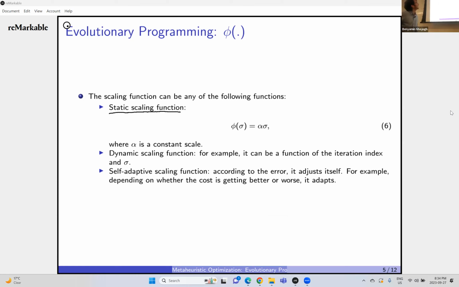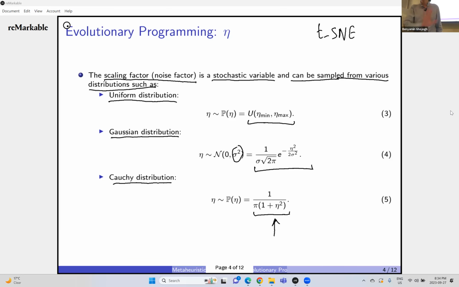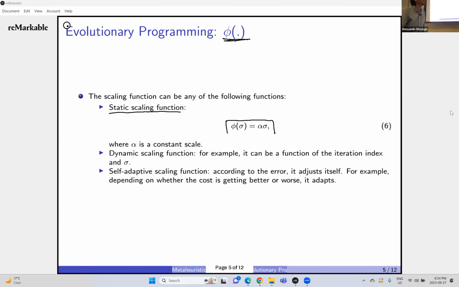A static scaling function is what we can have. So the scaling factor is over this slide. Now let's go to the next thing, the scaling function. The scaling function can have multiple choices, right? For example, we can have a static scaling function like this. So phi of sigma, some input of phi, can be alpha sigma, where alpha is a constant scale.